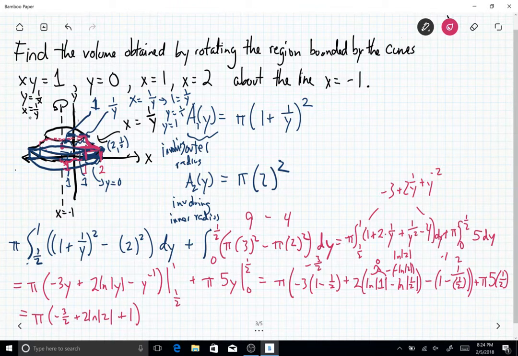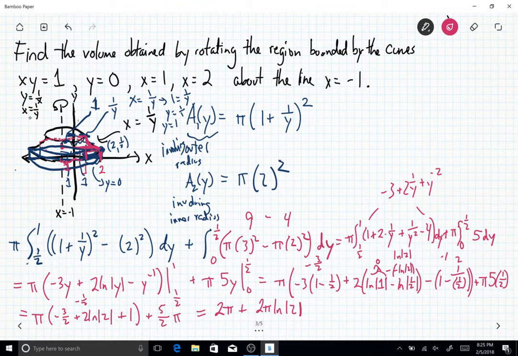So that's a lot of craziness there, and then plus another 5/2 pi. Okay, so negative 3/2 plus 1 makes negative 1/2, and notice that's going to be times pi. So negative 1/2 times pi plus 5/2 times pi. Notice this whole thing equals 2 pi plus 2 pi natural log of 2. Okay, a lot of craziness going on there.